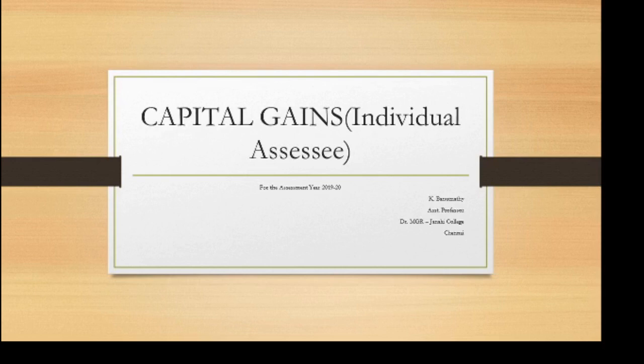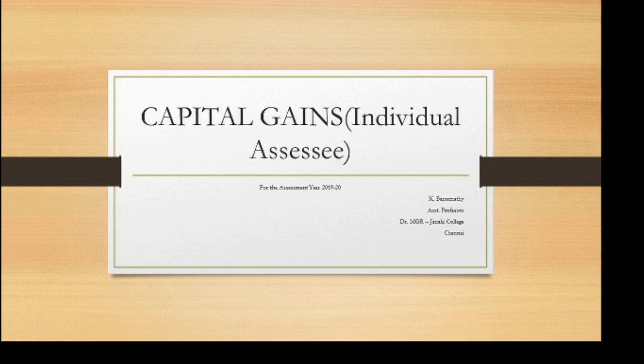Hello everyone. Today we are going to see capital gains under income tax. For the purpose of computation of total income to assess income tax, all incomes have been classified under five major heads. They are salaries, income from house property, profits and gains of business or profession, capital gains, and income from other sources. In this video, we are going to see about capital gains of individual assessee.